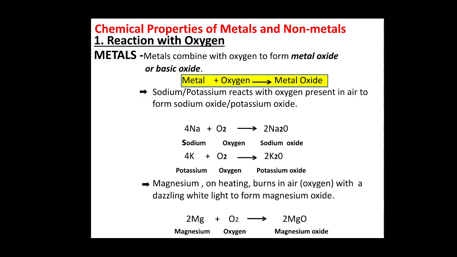So Na plus O2 gives Na2O, but after balancing it becomes 4Na plus O2 gives 2Na2O, that is, sodium reacts with oxygen to give sodium oxide. Similarly, potassium reacts with oxygen to give potassium oxide. Clear? Similarly, for magnesium, when magnesium is heated with oxygen, that means when it burns in air, it gives a dazzling white light, that is magnesium oxide. So Mg plus O2 gives MgO, that is magnesium oxide.